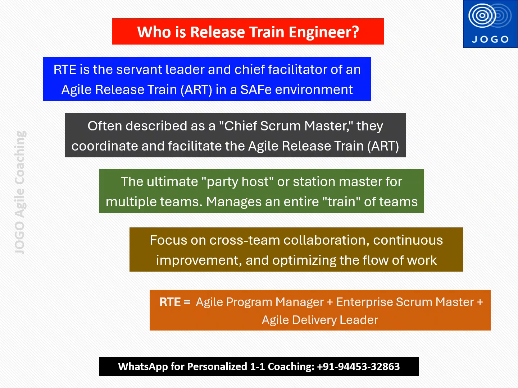First, let us understand who is a release train engineer. Release train engineer, also called an RTE, is the servant leader and chief facilitator of an agile release train in the SAFe environment. This RTE role is often described as a chief Scrum Master. They coordinate and facilitate the agile release train, the ultimate party hoster or the station master for multiple teams. RTE manages an entire train of teams, and will focus on cross-team collaboration, continuous improvement, and optimizing the flow of work in the agile release train.